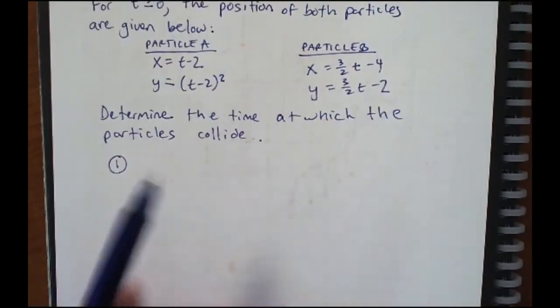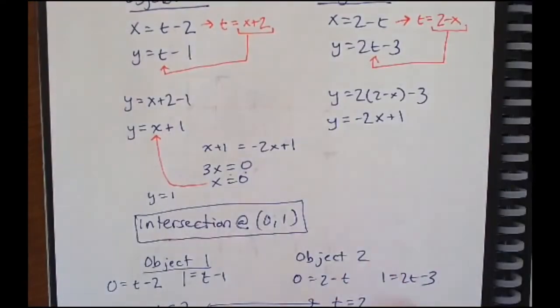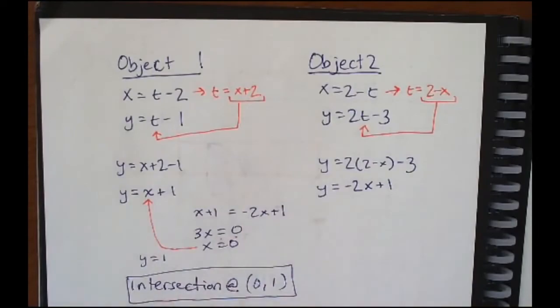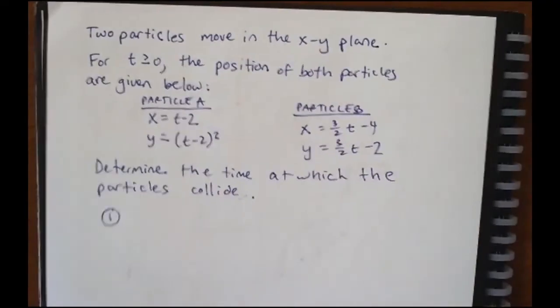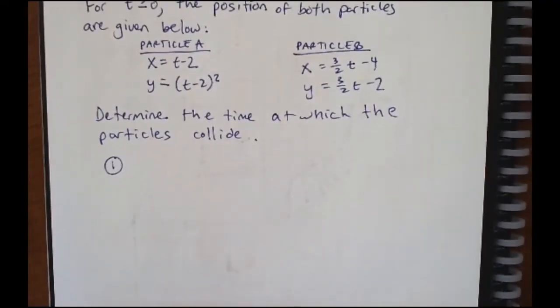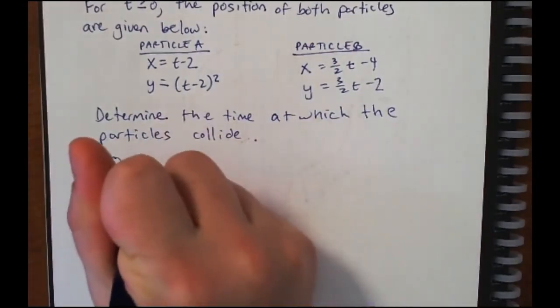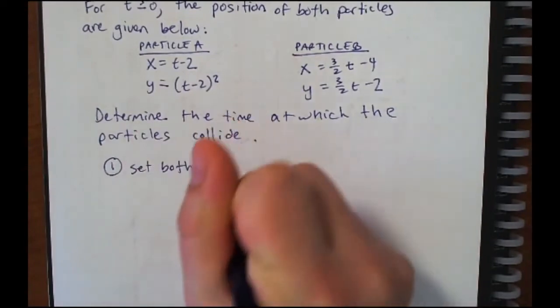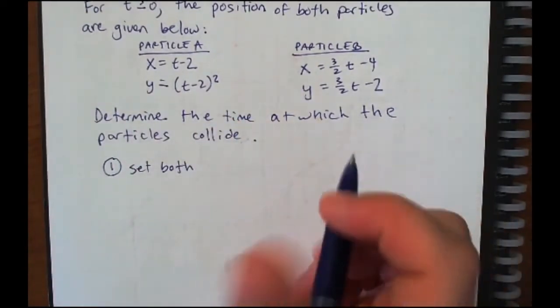I just wanted to talk through the other way first, because I think it's a little bit more like how you would think through it. But let me give you a quicker way to do it. So the first thing, set both x equations equal to each other.